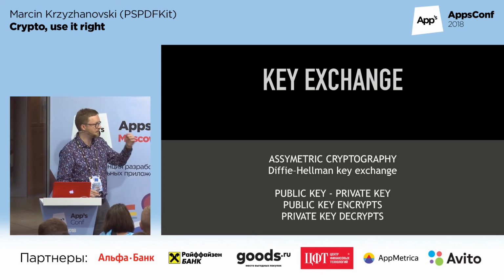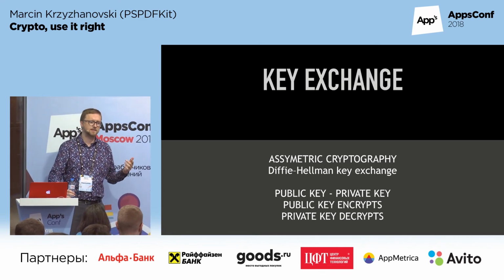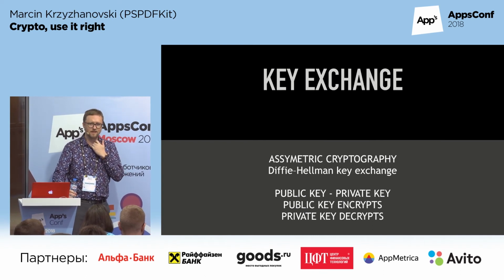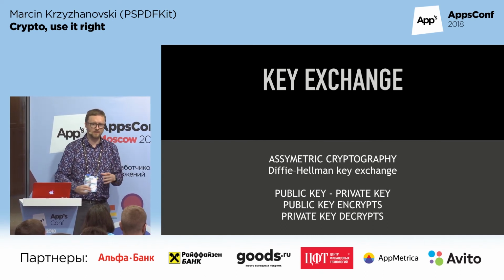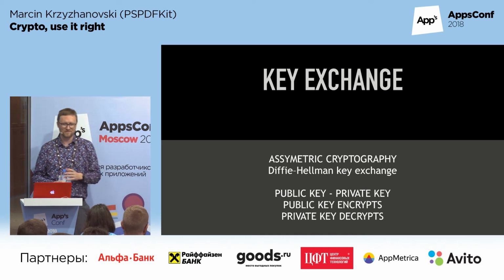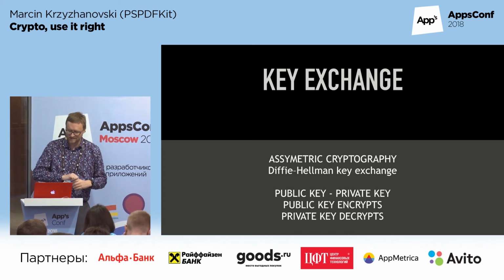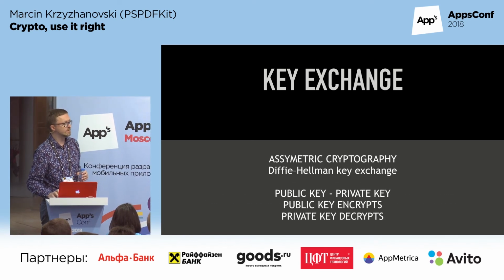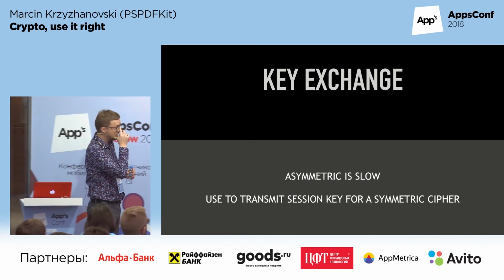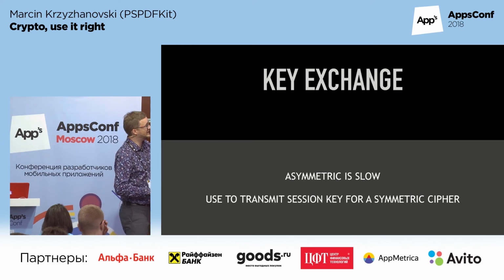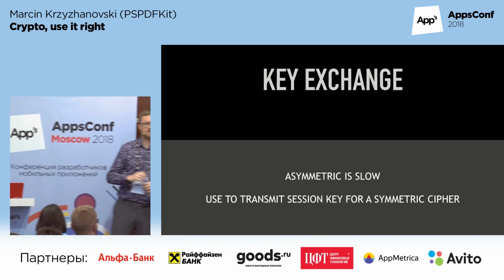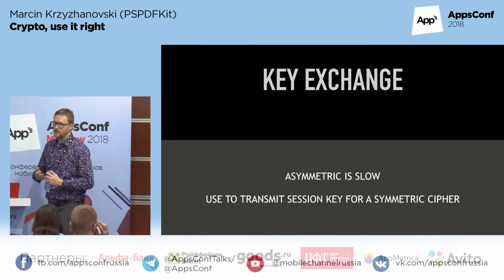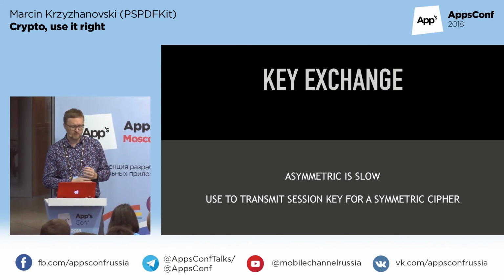they published the paper, but the NSA says that they knew that math 10 years before, but there's no proof. So they just say that. It is used to exchange keys because an asymmetric cipher is slow, at least slower than a symmetric cipher like AES.